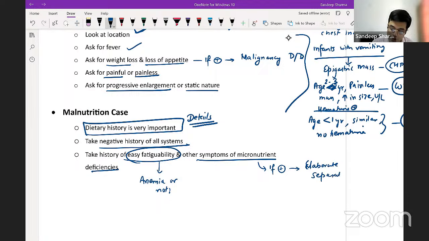Usually, most children with kwashiorkor and marasmus will also have other micronutrient deficiencies. So take a detailed history of those: difficulty seeing in the dark, easy bruisability or extensive bleeding due to vitamin K deficiency, and easy fatigability, which will be due to iron deficiency. It can also be due to B12 and folate deficiency. All these factors you will look out for.